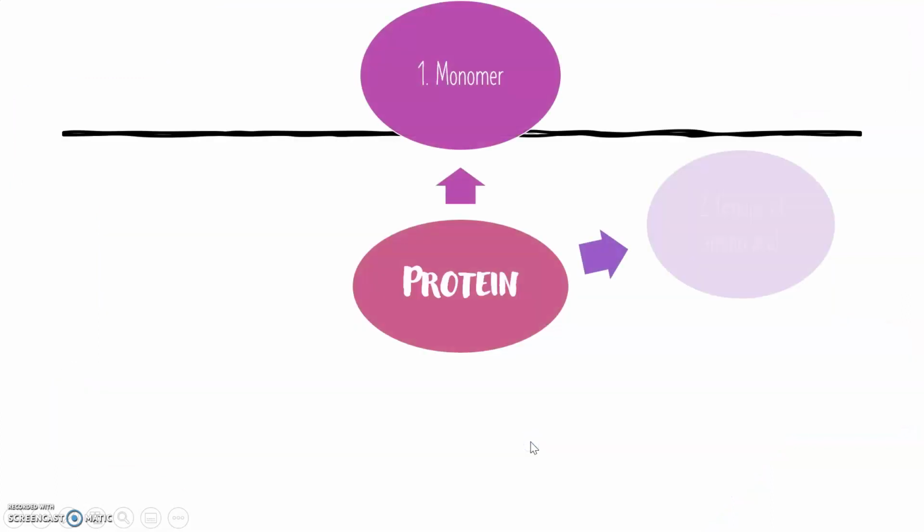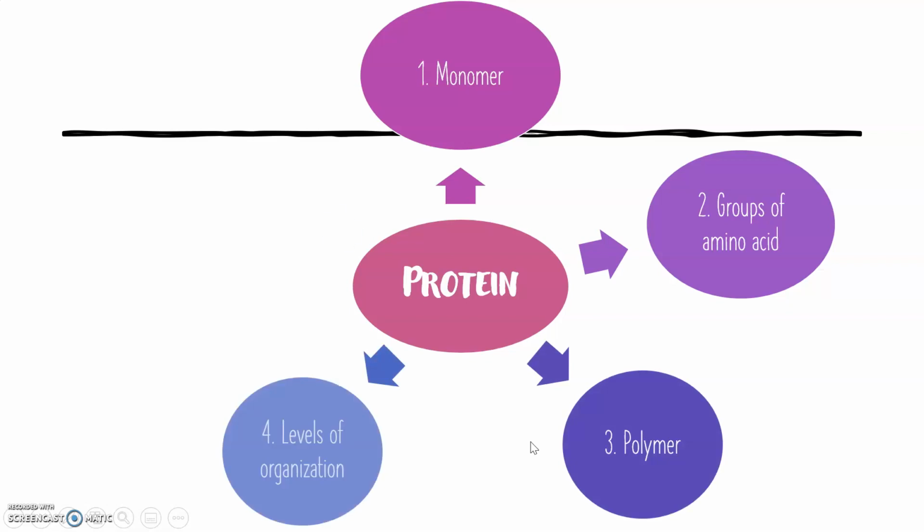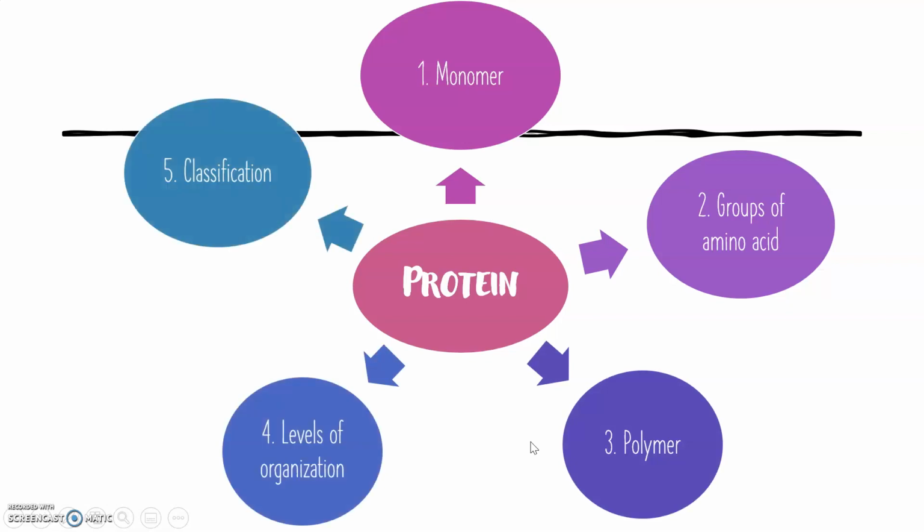The first macromolecule introduced to you is protein. In protein, you learn about the monomer of protein, which is amino acid, the groups of amino acid, the polymer of amino acid, which is protein, the bonds that bind the monomers together, the levels of organization, which are primary, secondary, tertiary, and quaternary, and the classification of proteins.